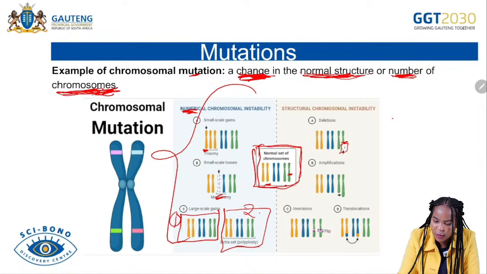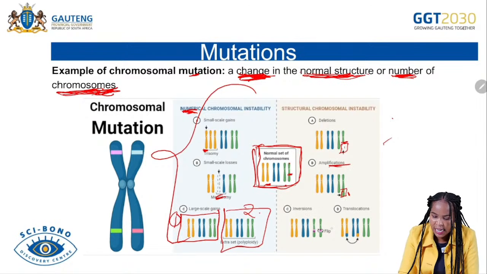Or this structure can be, the chromosome can actually be elongated or can be amplified. So it was not supposed to be this long here, but it is very long, meaning it has mutated in structure. Then the last thing that can happen, a scenario, is a flip.